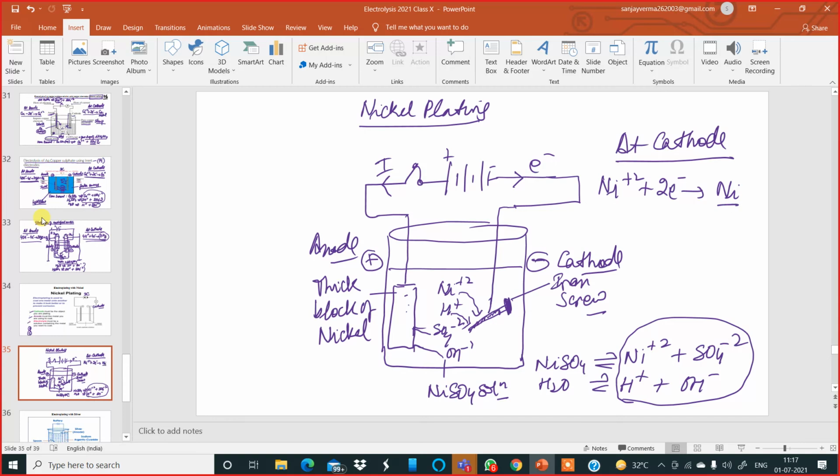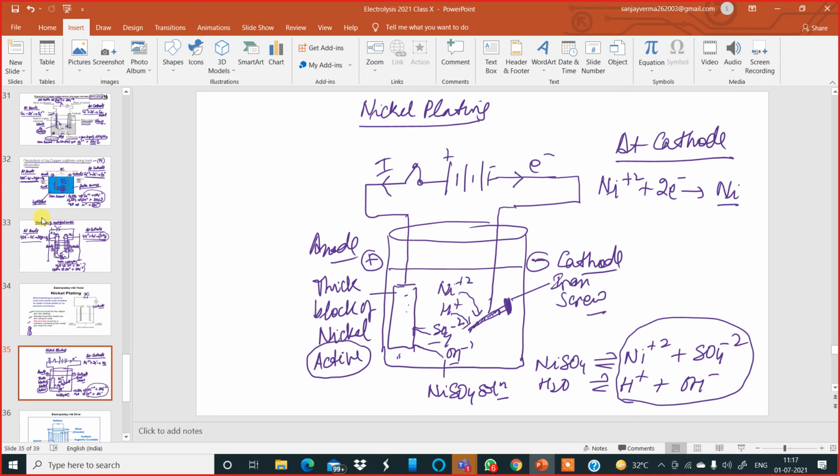and deposits on the surface of this iron screw. Whereas on the anode side, both sulfate and hydroxyl go over here, but none of them will discharge because nickel is an active electrode. It will not allow these two fellows to discharge. These two will remain in the form of ions just below the anode.